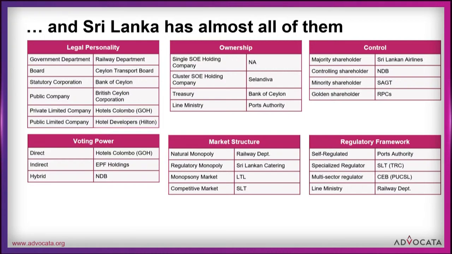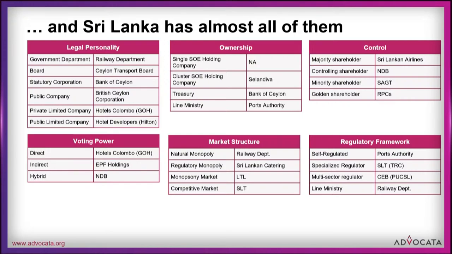In terms of control, we have cases where the government is the sole shareholder, a majority shareholder, a controlling shareholder, a minority shareholder, and in some cases a golden shareholder, where the state's level of control is greater than what one would have purely from the shares that it holds. Voting power is exercised directly by the state holding shares, or indirectly by the state acting as a trustee, for example of EPF funds or, in the case of SLIC, life insurance members' funds, or through hybrid holdings where there's a mixture of both. The market structures in which they operate are also diverse. You have natural monopolies, you have regulatory monopolies where the monopoly is enforced by regulation, you have cases where there is a single buyer that is the state, for example electricity, and you have competitive markets as well.